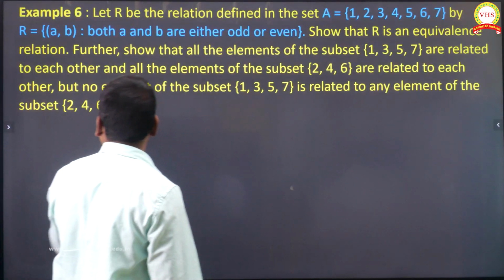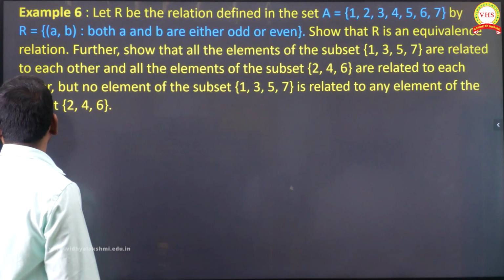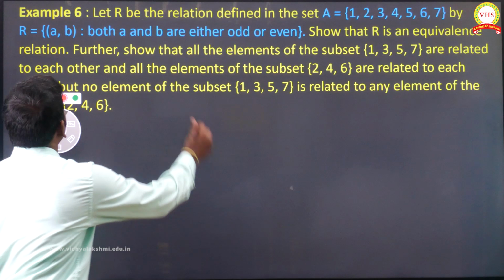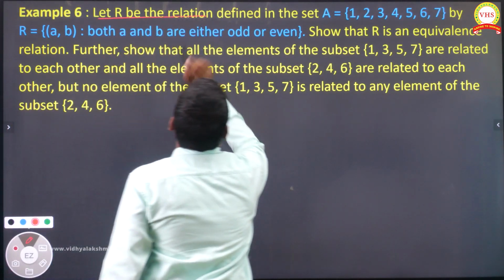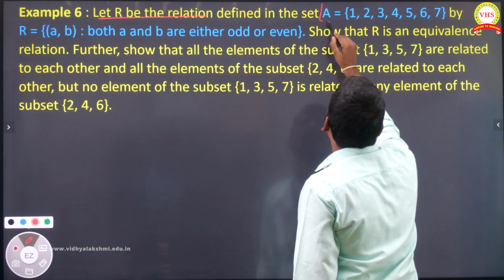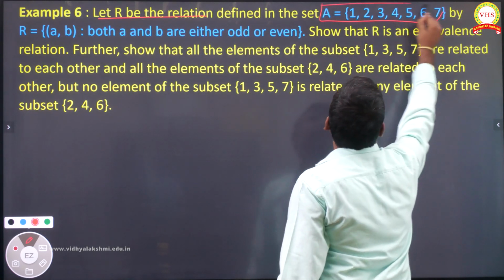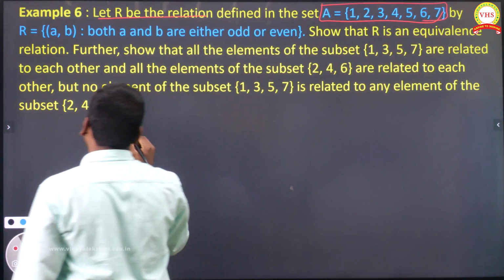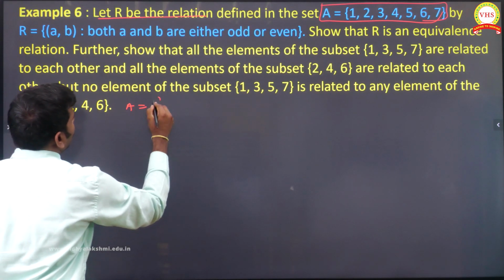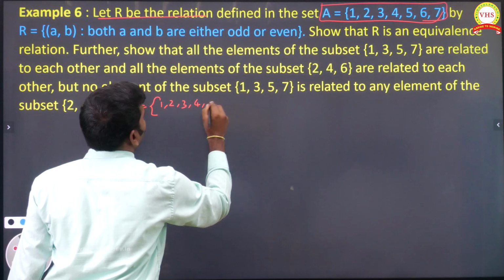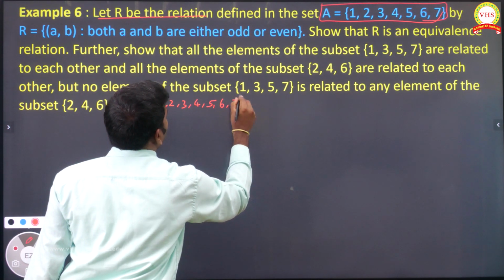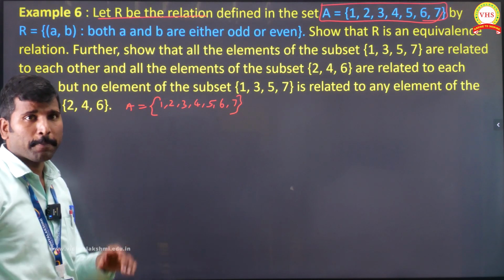Okay, we are going to the sixth one. The sixth one says: let R be the relation defined in the set. Set A is given here, so write it down. What is set A? Set A is given as 1, 2, 3, 4, 5, 6, 7. This is our set A.